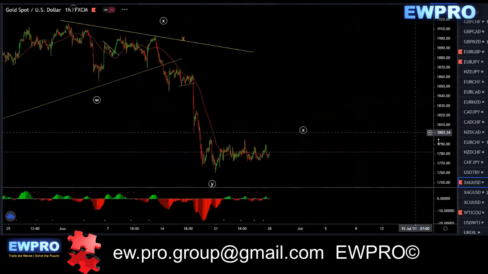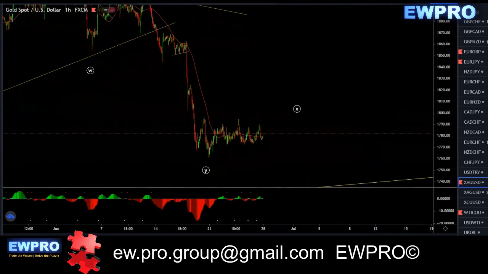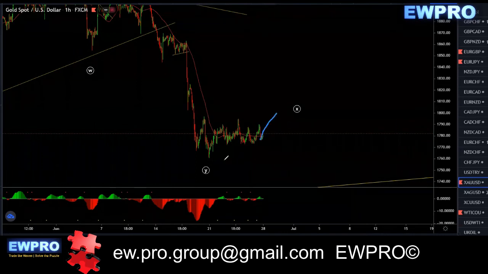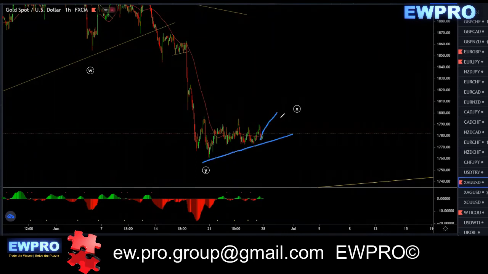H1, there's not much here yet. I'd like to see it go and break this top, draw your trend line, and then look for your sell setup.